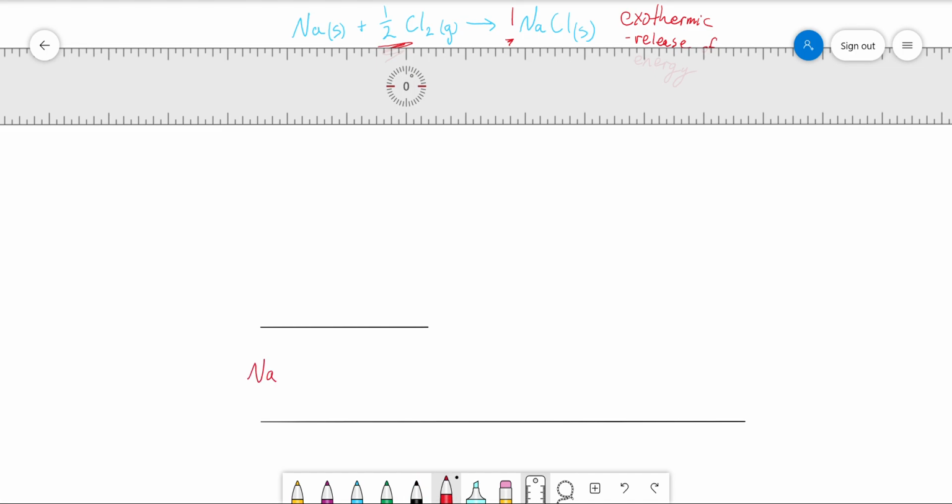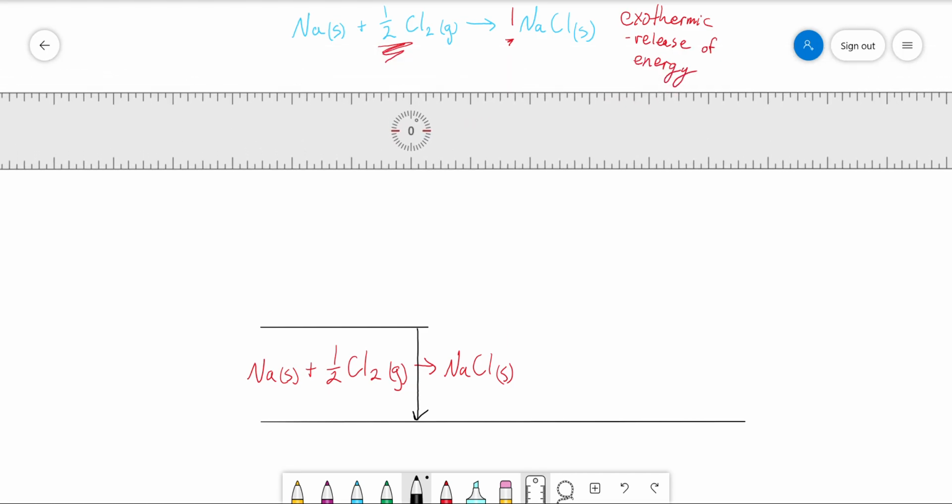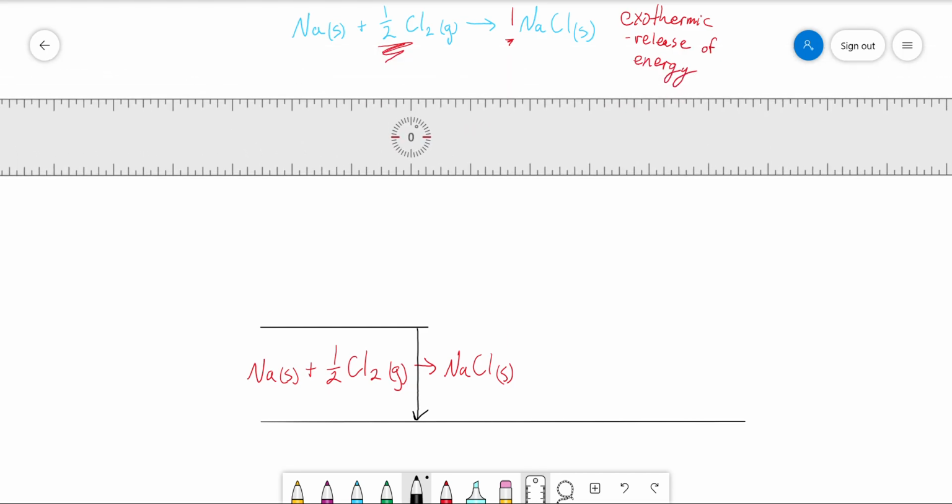We have sodium solid plus 1/2 chlorine gas gives us NaCl solid. And that is a decrease in energy. So I'm going to put an arrow going from this line down to here. Again, you don't really have to understand why I'm doing this right now. It's the way the process works. Okay, I'm going to draw another line up here, and then a little bit down below that, I'm going to draw another line here.